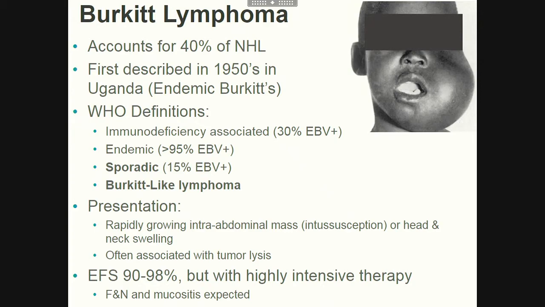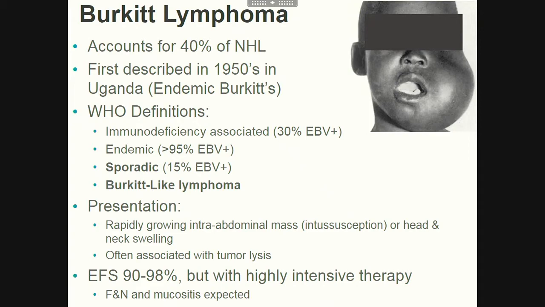This is Burkitt lymphoma. This accounts for 40% of non-Hodgkin's in pediatrics. This was first described in the 50s in Uganda, and this is sort of your classic picture of endemic Burkitt's, where you think about Burkitt being associated with EBV infection. This is not the type that we see in the United States. We see this sporadic version where it's a lot less likely to be associated with EBV infection.